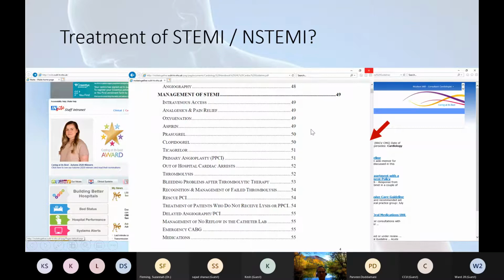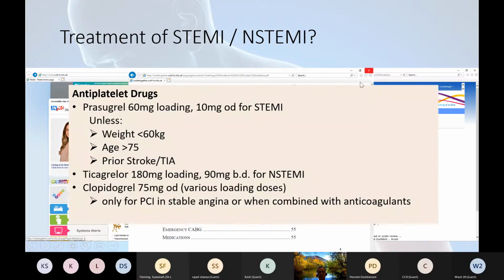I will do a separate talk on management of acute coronary syndromes and diagnosis and all the rest of it, but I don't want to get too bogged down in that today. One thing I will say is, what antiplatelet drugs do we use? So we use aspirin in all comers.